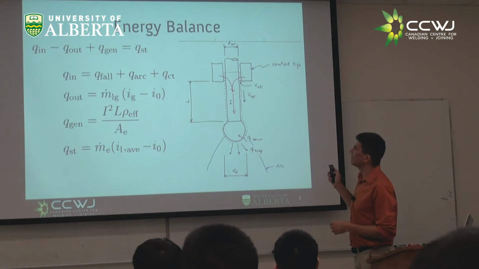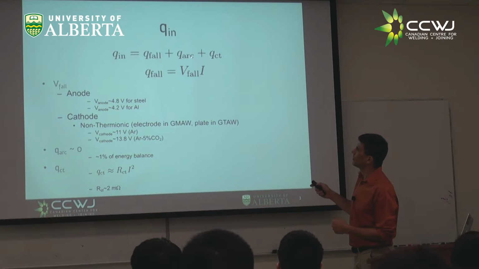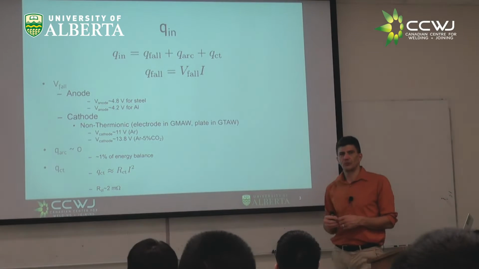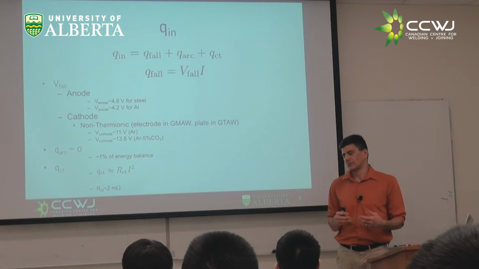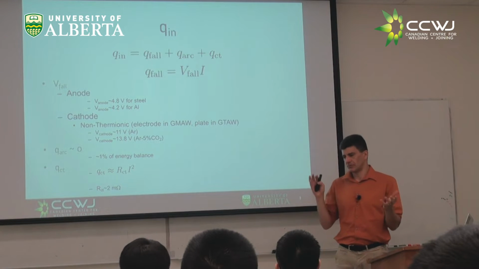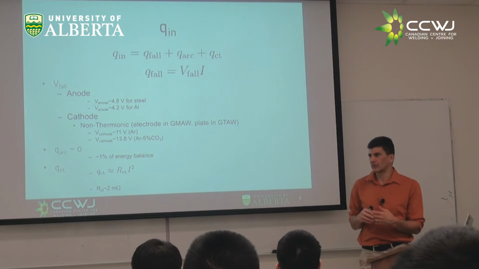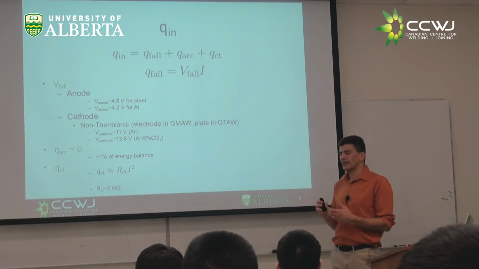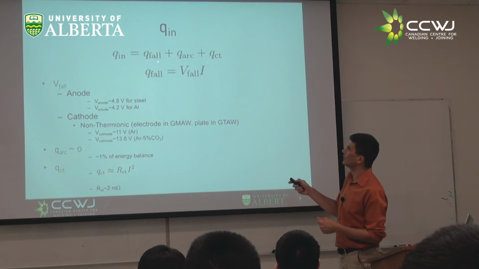So let's start with the heat input. The heat input we say is the fall plus the arc plus the contact tip. I said I'm going to forget about the Q of the arc, and the heat of the fall is voltage times current. And these are numbers you do not need to remember by heart. But you would know that the anode is some voltage, 5 volts, 4, depends if it is aluminum. If it is a non-thermionic cathode, it's much higher, almost 14 volts. Right? And if it is a thermionic cathode, it's another story. So we know all these voltages, what we would put here.